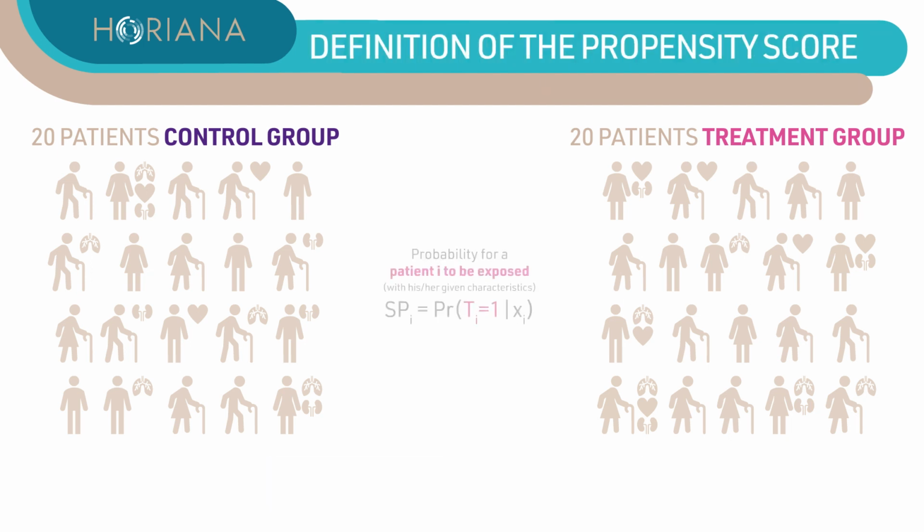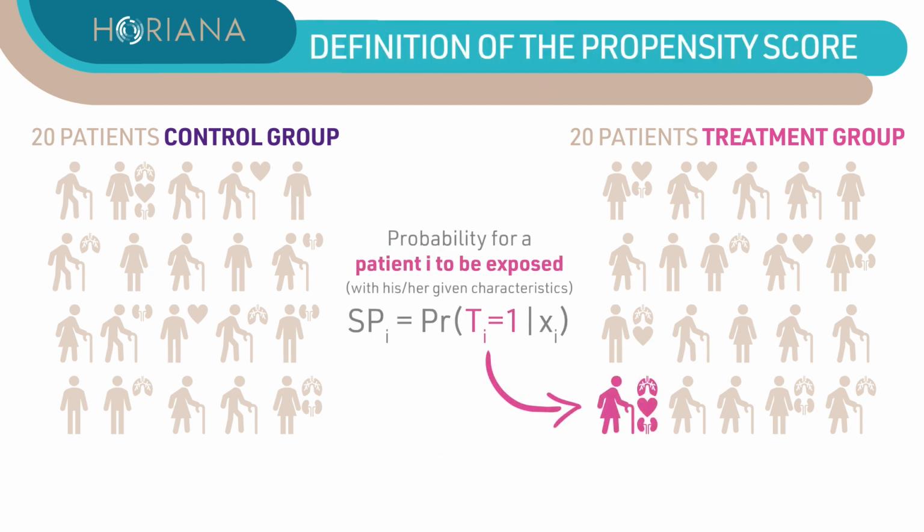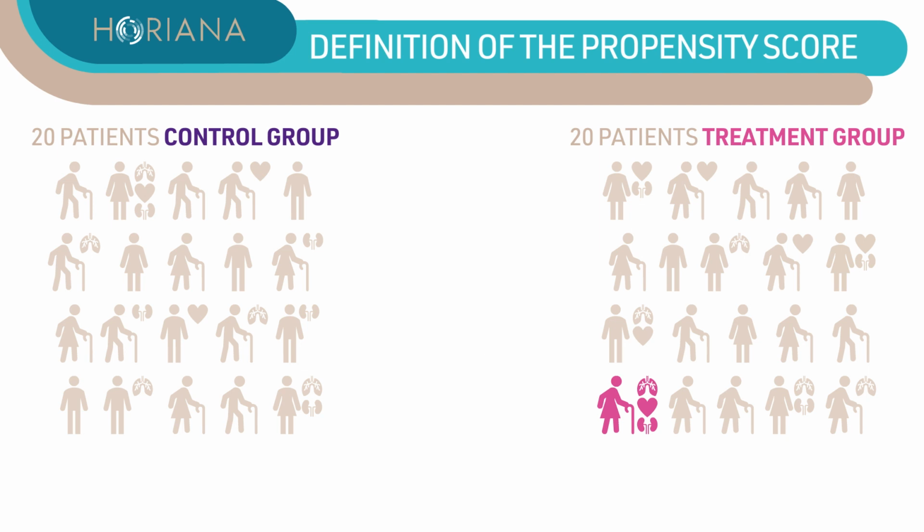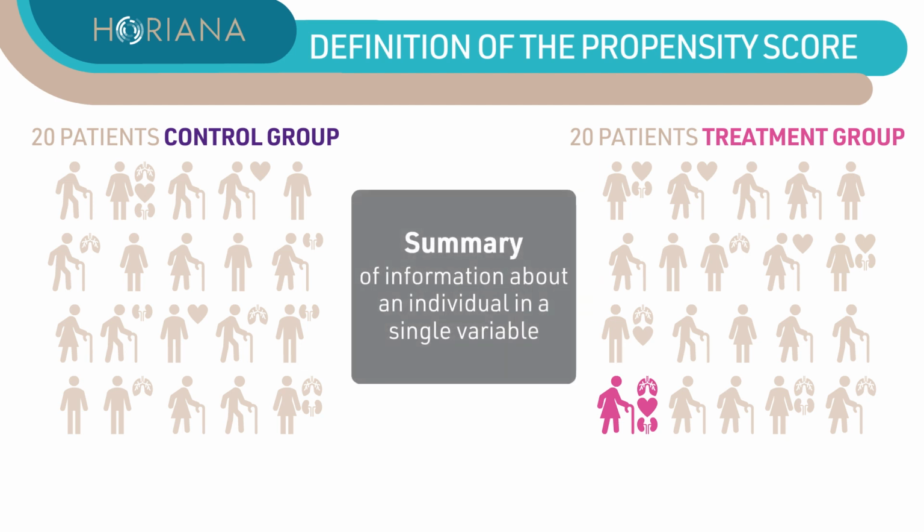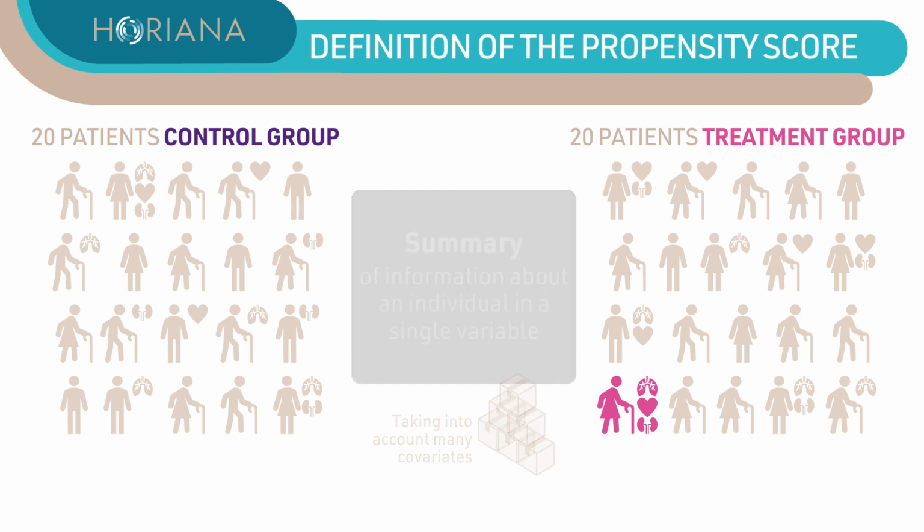The propensity score is the probability for a given patient to receive a given treatment compared to another, given the observed covariates. In other words, it's a summary of an individual into a single variable. The problem of the presence of many covariates is therefore managed by this propensity score. A propensity score is calculated for each individual. Let's go back to our example.